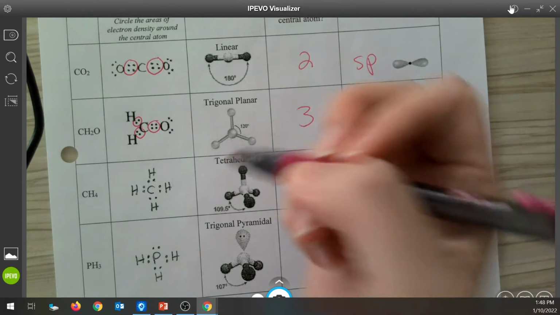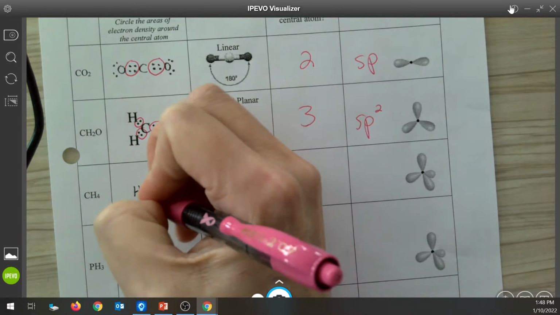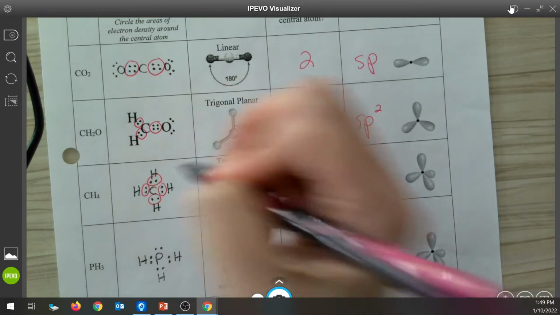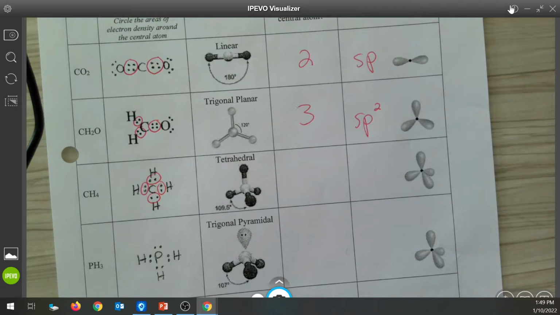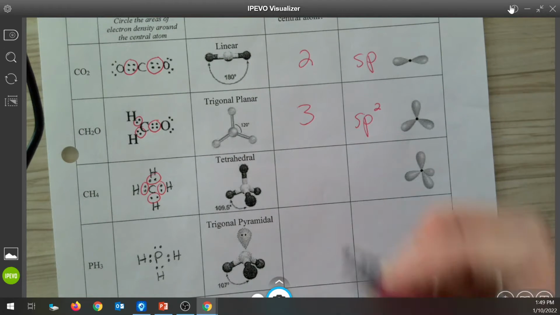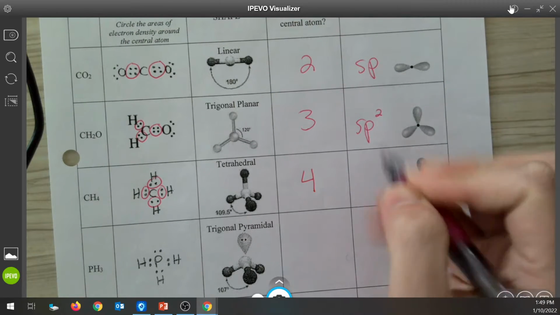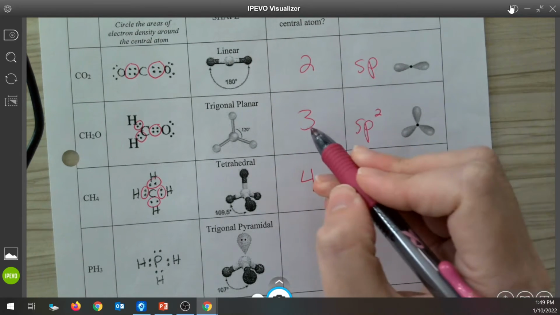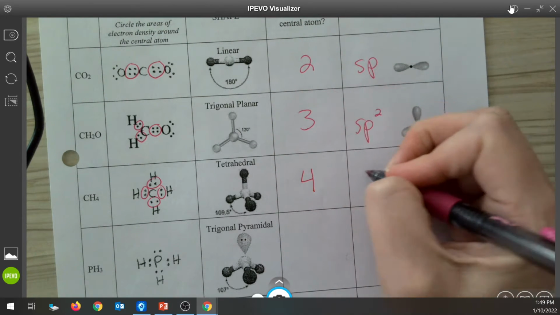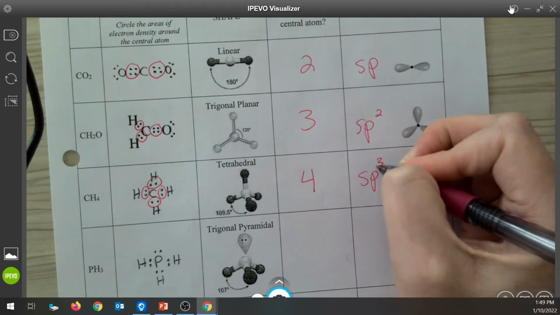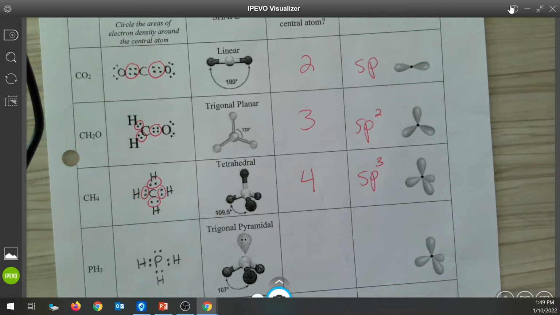All right, so then we have something like this, areas of electron density. Circle all 4 areas of electron density. This has 4 areas of electron density for bonding, okay? So if 2 areas is sp, 3 areas is sp2, 4 areas is going to be sp3, okay? We're not going to go beyond 4 areas of electron density. There's rare cases where you have more than 4 areas of electron density. You'll learn that if you take AP chemistry.